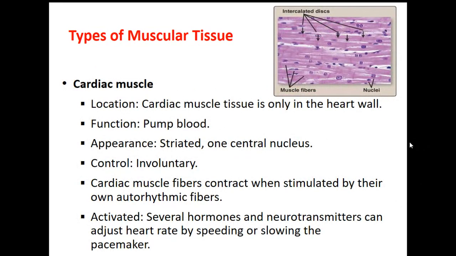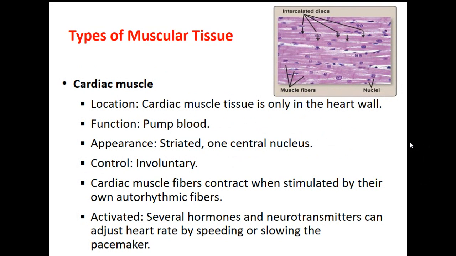Cardiac muscle only occurs in the heart. So this is what contracts to pump the blood out of the heart and through your circulatory system. It also appears striated. It's hard to see, the lines are very faint, but there are lines across those muscle fibers. Just one nucleus per fiber or per cell, involuntarily controlled, so you can't consciously decide to speed up your heart or slow it down or stop it. It does it by itself.